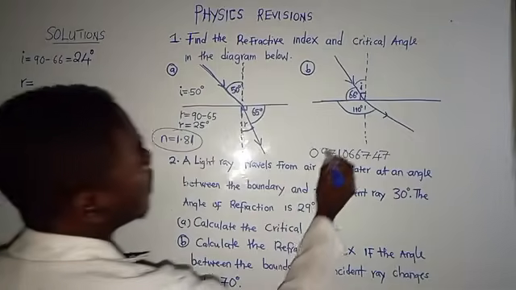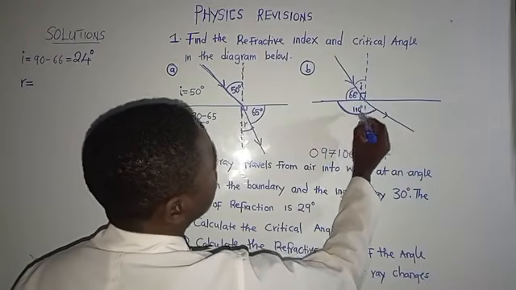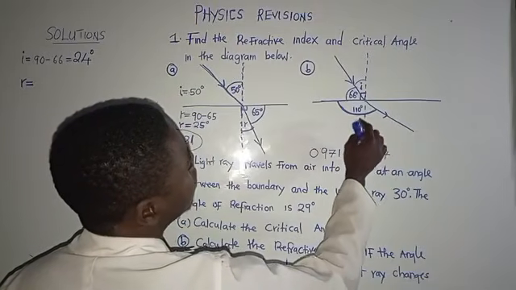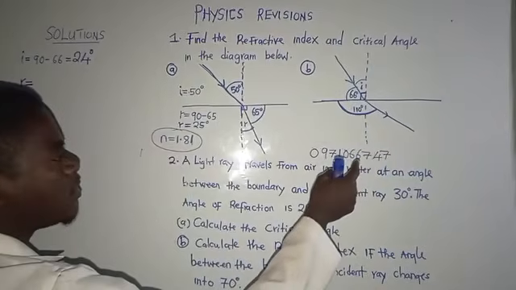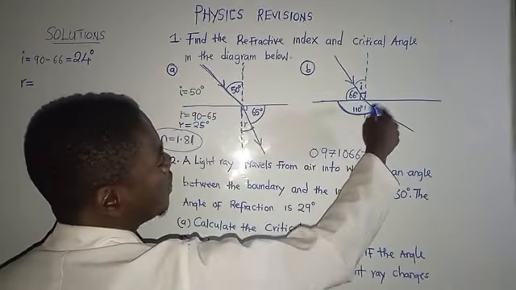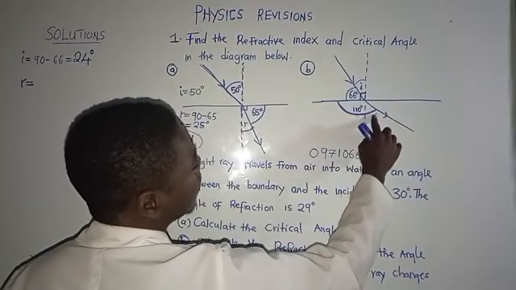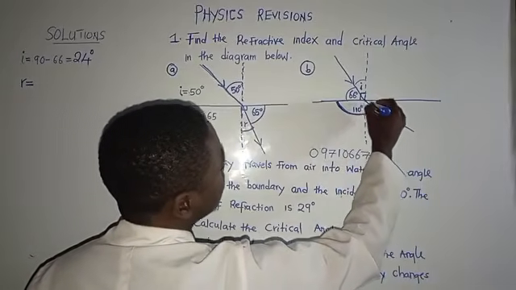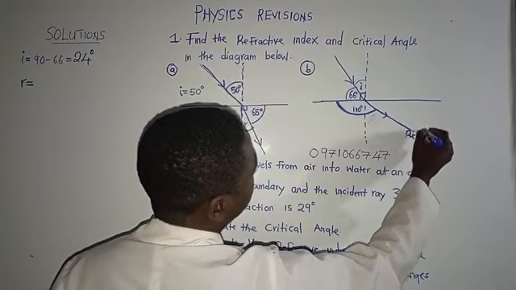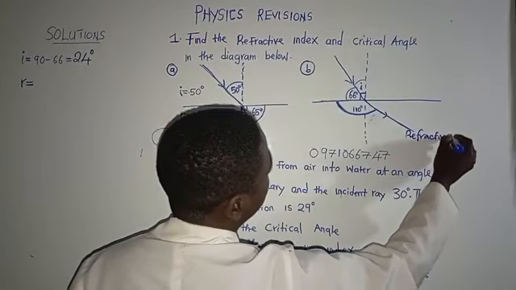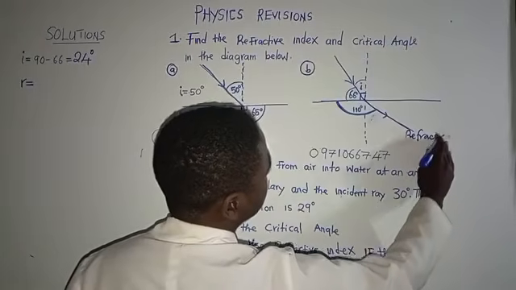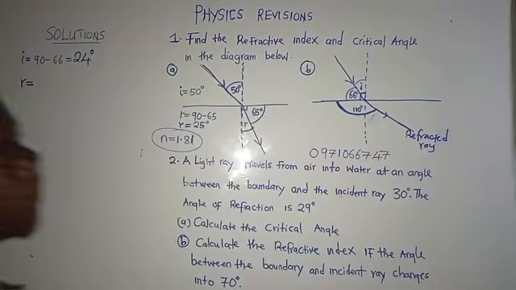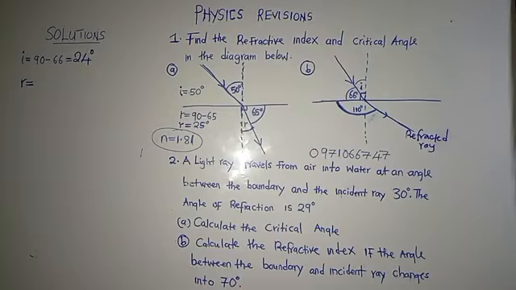From here up to there, you are given that it is 110. Then they want you to find the angle of refraction, which is here. So I won't tell you. I just want to see if people are able to follow. From here to there, this is 110, and you know that this is the refracted ray.